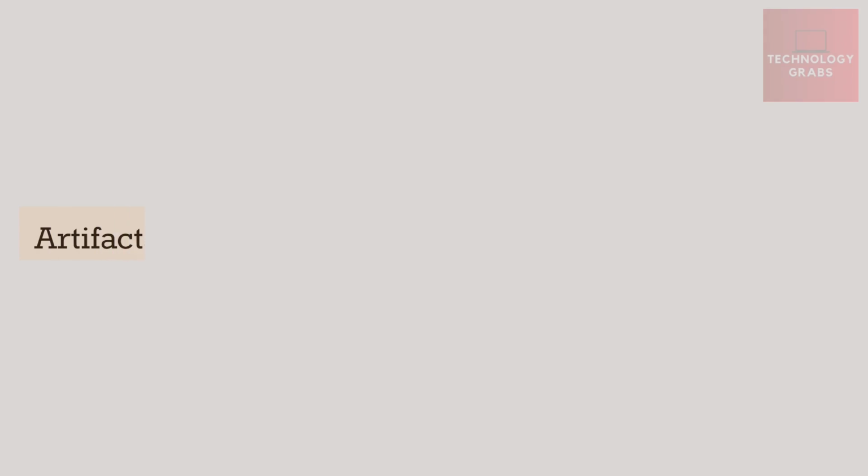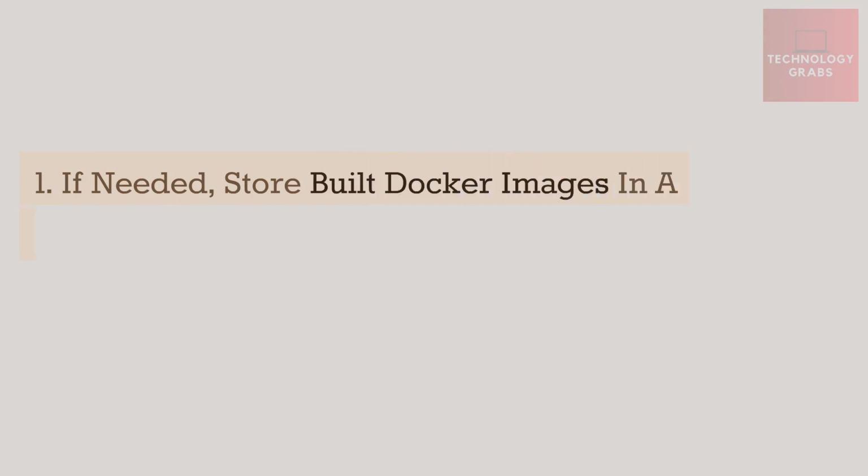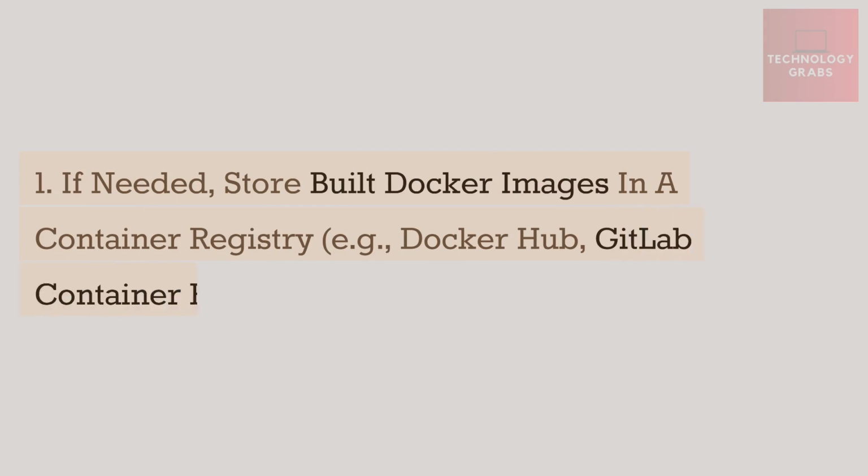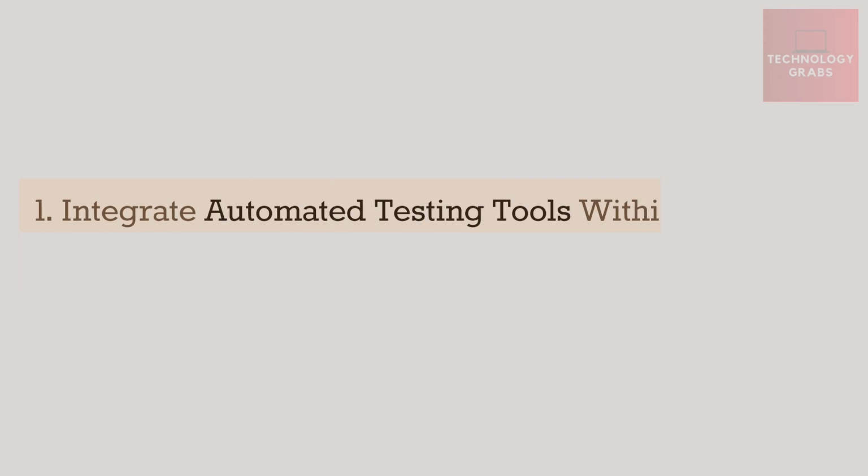Artifact storage. 1. If needed, store built Docker images in a container registry, e.g., Docker Hub, GitLab Container Registry. Automated testing. 1. Integrate automated testing tools within your Docker containers to validate code changes. Continuous deployment (CD) pipeline. CD configuration.